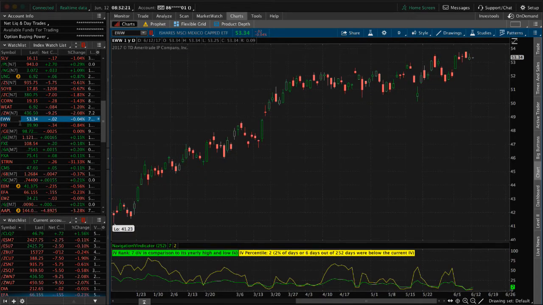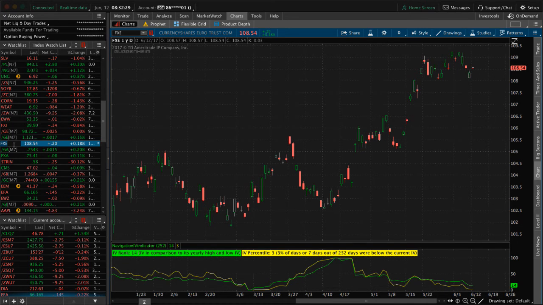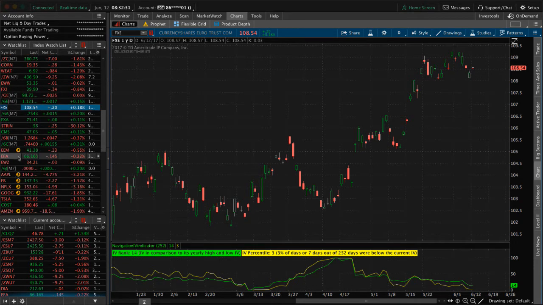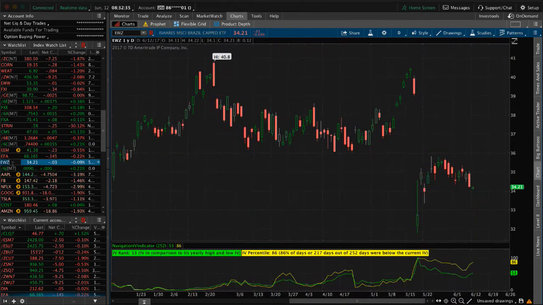EWW, Mexican ETF, fairly flat. FXI, the Chinese large cap, down about 0.84%. FXE, the euro, pretty flat. EEM, down about 0.5%. EWZ, just pretty flat there.